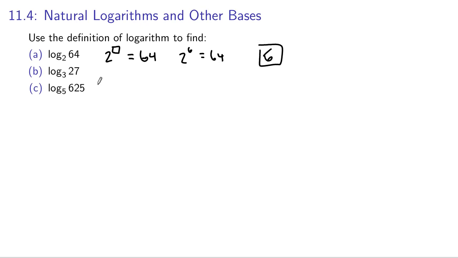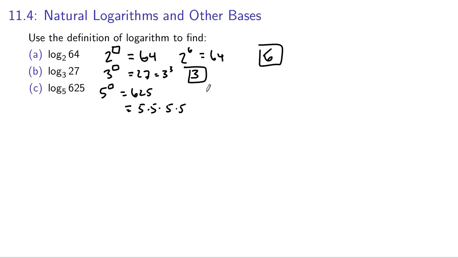B, what's the log base 3 of 27? What power do I raise 3 to get 27? Well, 3 times 3 is 9 times 3 is 27, so 27 is 3 cubed. So the answer is 3. What power do I have to raise 5 to get 625? Well, 625 is 5 times 5, which is 25, times 5 is 125, times 5 is 625, which is 5 to the 4th. So the answer is 4. We have to raise 5 to the 4th power to get 625.